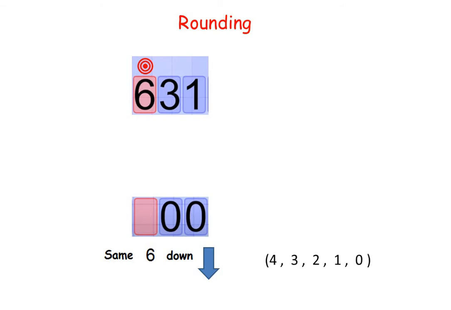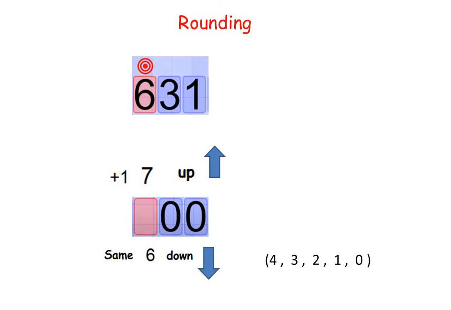And these numbers help me round down. But if the number next to the target number is 5 or more, 5, 6, 7, 8, 9, it will help me round up. And when I round up, I add 1 to the target number, and it's going to be 7.